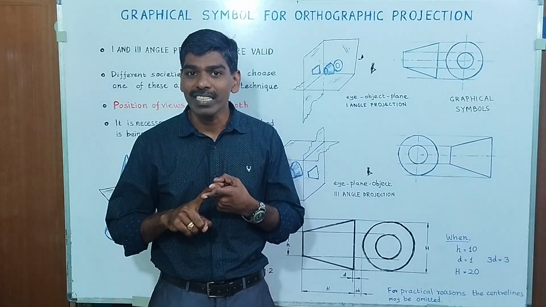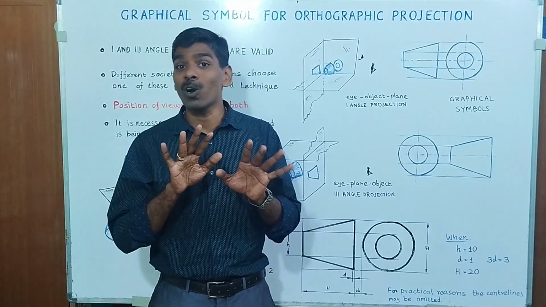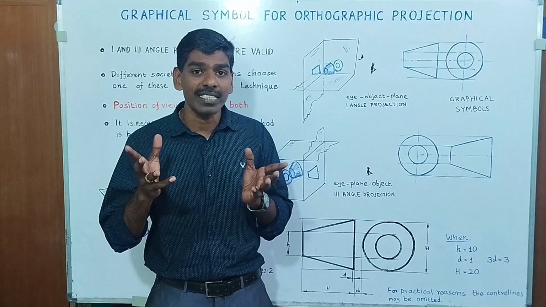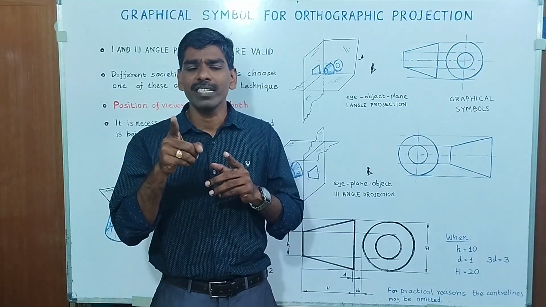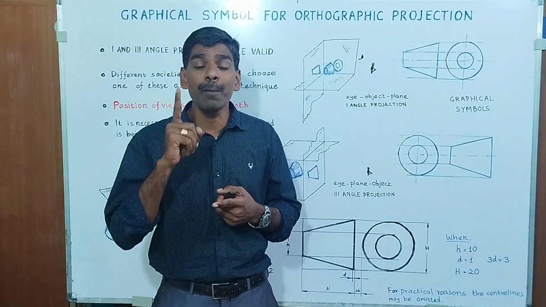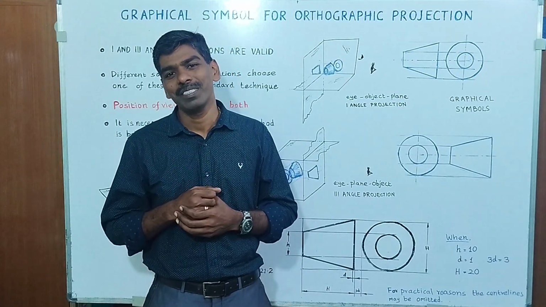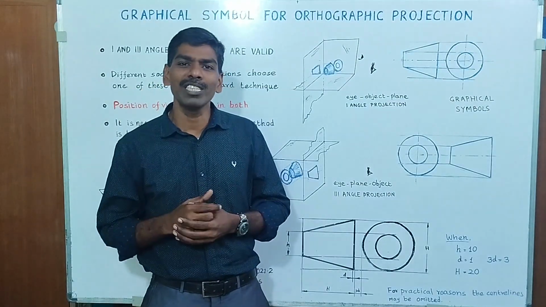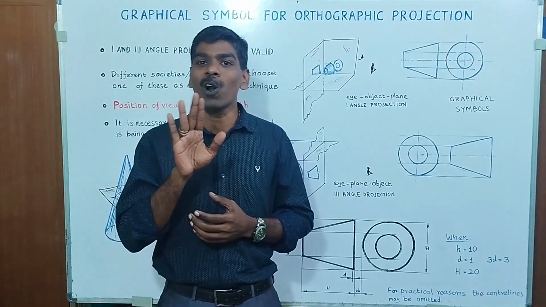We understood that first and third angle projections are valid, but they are not the same because the positions of views are a bit different. Different organizations use any one of these. So, it is very much important to know which technique is being followed. Maybe a small indication like 1 or 3 could have done the job. But something interesting, the symbol is not like that.